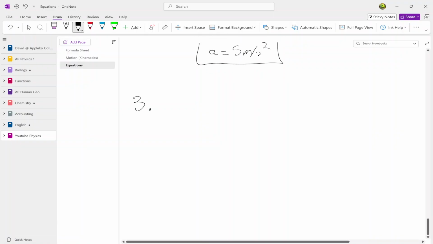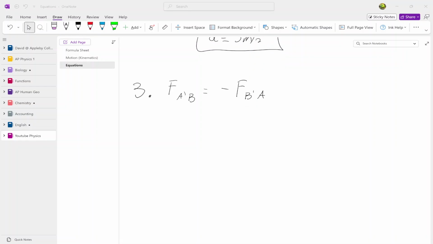The third law states that basically any type of force applied on an object will have an equal and, not negative, but opposite direction reciprocal force. So this can be written as an equation as the force of A acting on B equals the negative force of B acting upon A.